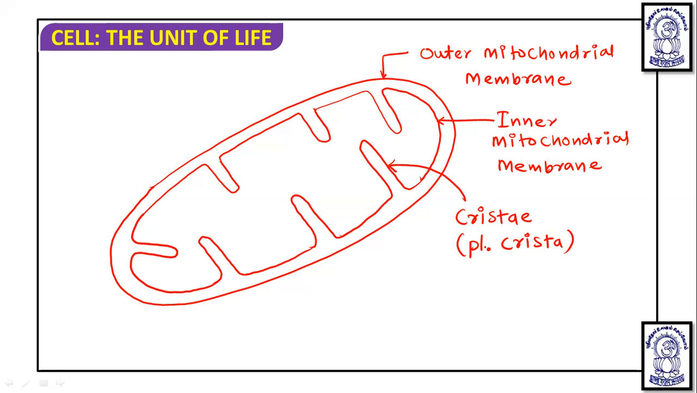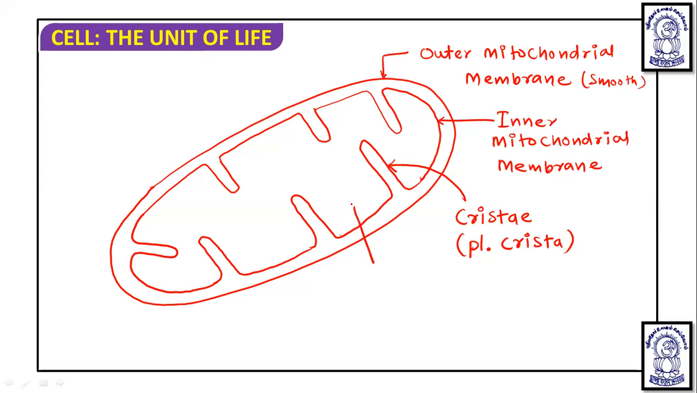This outer mitochondrial membrane is considered a smooth membrane, whereas this inner mitochondrial membrane folds into several cristae. So these cristae are the inner folding of this one. Now, after this is the mitochondrial matrix.